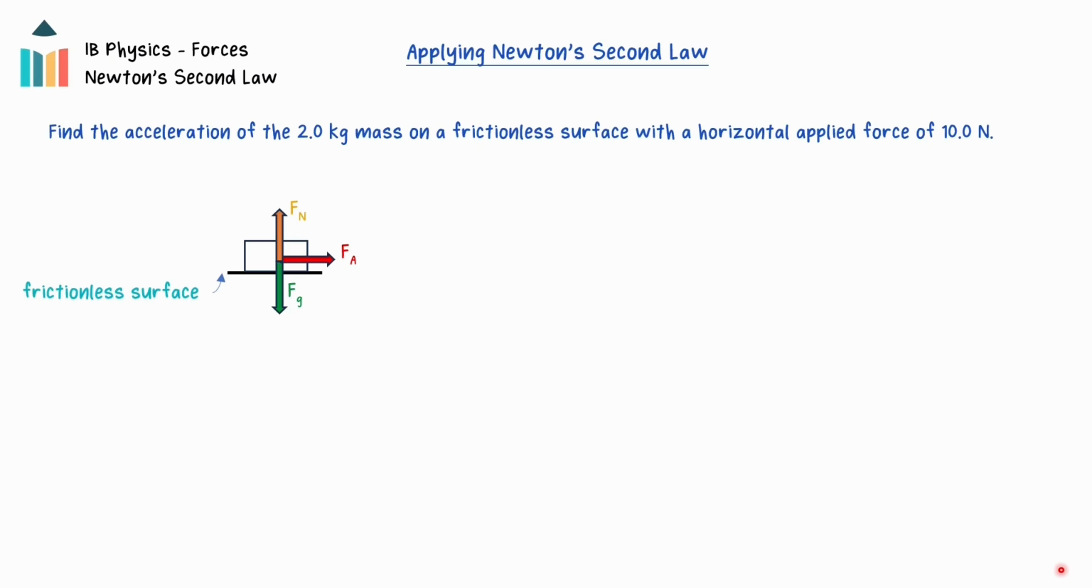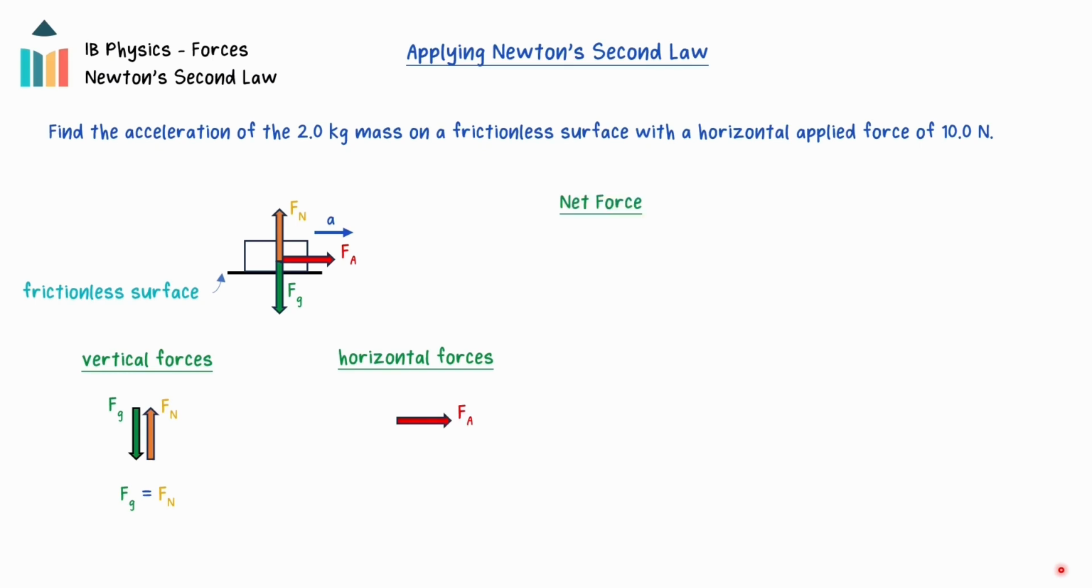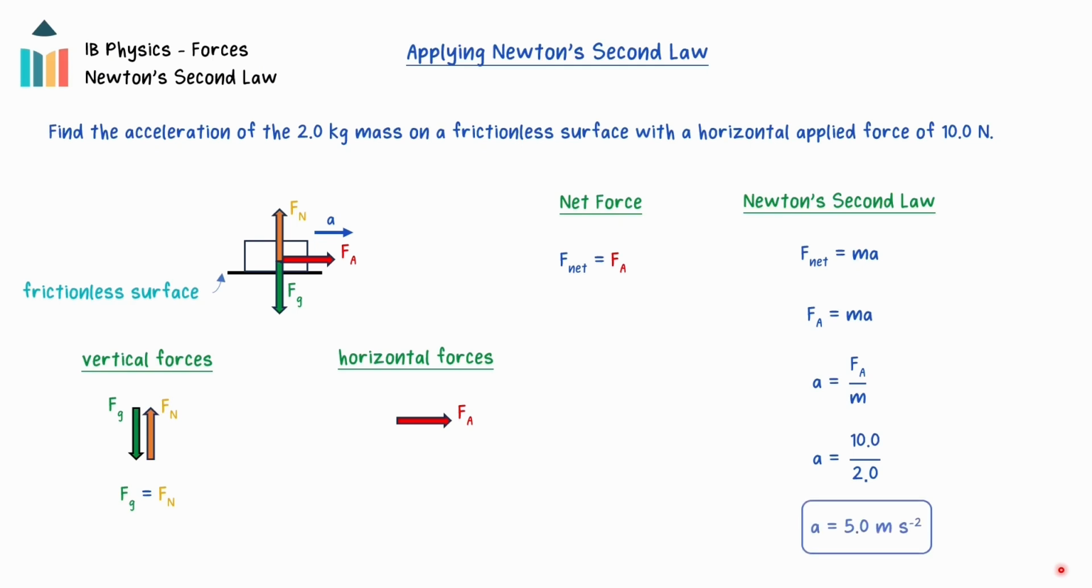Considering the vertical and horizontal components, we can see that in the vertical dimension, the net force is equal to 0, so the magnitude of the normal force must be equal to the force of gravity, and there's no acceleration in this dimension. The net force acting on the block will equal the applied force in the horizontal dimension. According to Newton's second law, this net force will cause the block to accelerate in the same direction, with the magnitude of the acceleration equal to the applied force divided by the mass. Substituting the known values into this equation, the acceleration of the block can be found to be 5 meters per second squared.